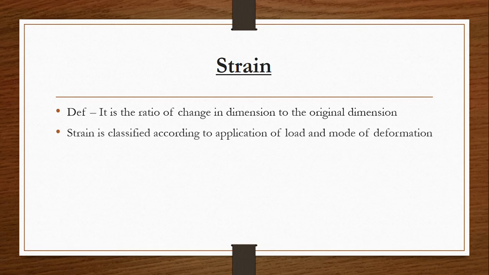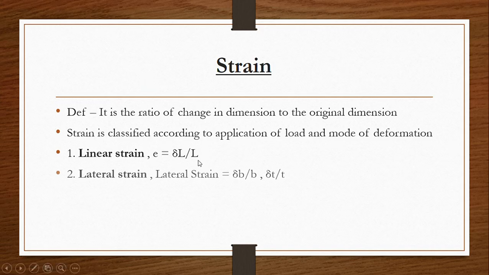So strain is classified according to application of load and mode of deformation. First is linear strain, as I said, the change in length to the original length, that is delta L by capital L. Second, lateral strain. Lateral strain is, if I stretch any rod which has a circular cross-section area, the cross-section area gets decreased, that means the diameter gets decreased. So delta D upon D is strain.